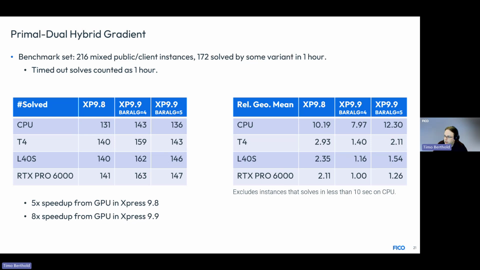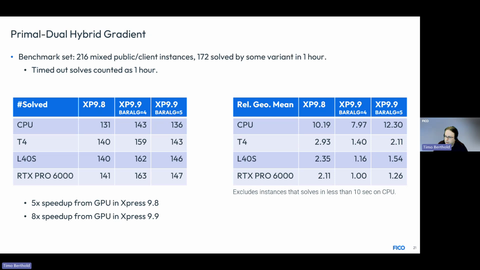And the table on the left shows that the GPU versions solve more instances. That's what you see here. Both versions solve more than the CPU versions. And the table on the right, where we excluded problems that solve in under 10 seconds on the CPU, since you wouldn't typically bother with the GPU for those, shows the GPU is quite a large factor faster if you compare those runtimes.